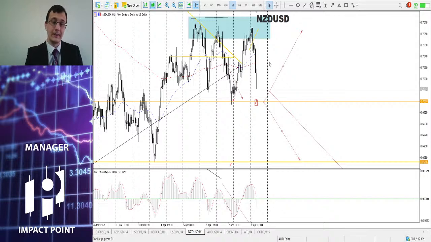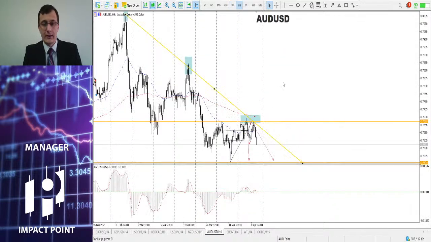But here it's too late to enter. Let's wait for the price to reach this level, and just after that we will decide on our bias. Moving forward to Aussie. Aussie has the same pattern as NZD/USD.